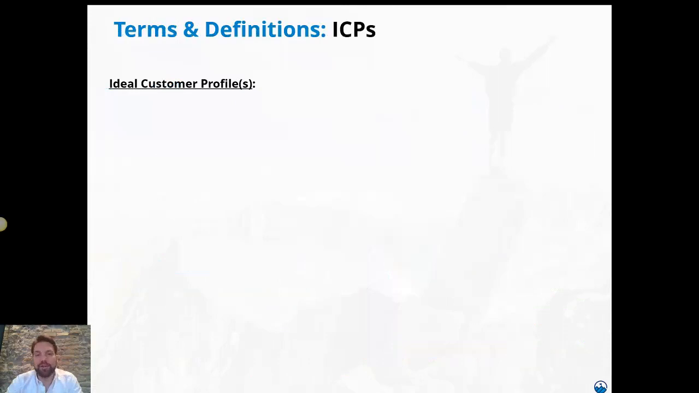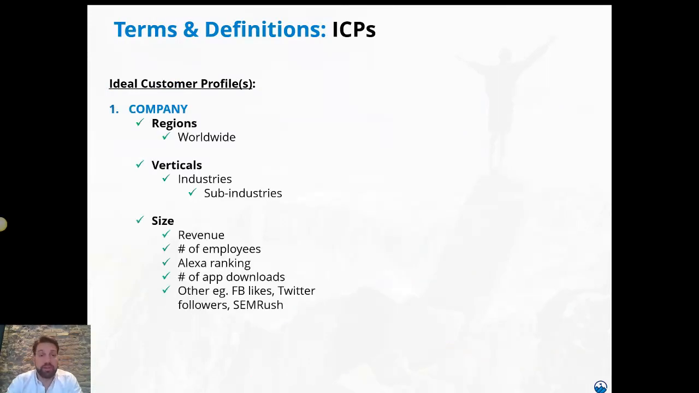And how we define an ideal customer profile is quite simple. We do it in 4 parts. So the first part is about the companies. And we basically have the regions, the verticals, and the size. These are the main 3 data points. So region is quite simple. It's just countries or regions that are mapped together.